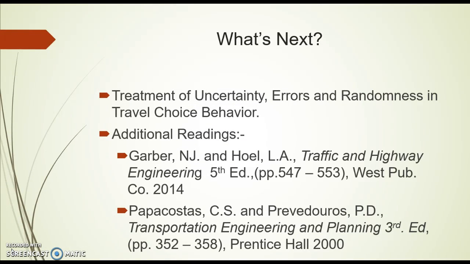What's next for us? Well, next time we meet, we're going to look at the treatment of uncertainty, errors, and randomness in travel choice behavior. We're going to introduce that uncertainty and that stochastic nature, and we are going to see how we can account for it. Some additional readings: Traffic and Highway Engineering by Garber and Hoel, and Transportation Engineering and Planning by Papacostas and Prevedouros.